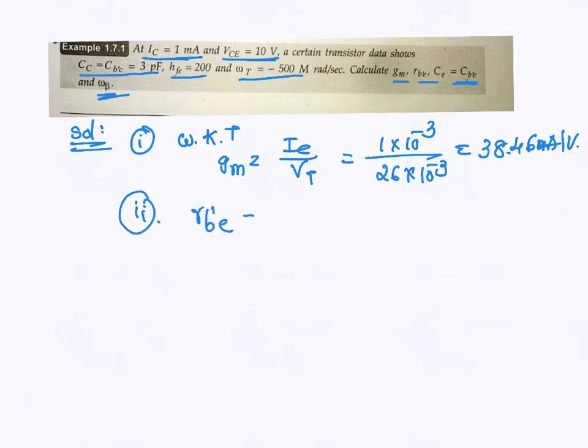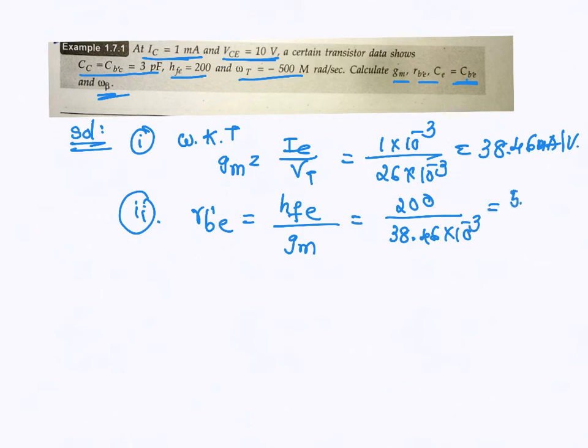And next one, rb'e. So we know that rb'e equals hfe by gm. We have the value of hfe as given, 200, and gm we have just calculated, 38.46 into 10 power minus 3. So the value will be 5.20 kilo ohms.